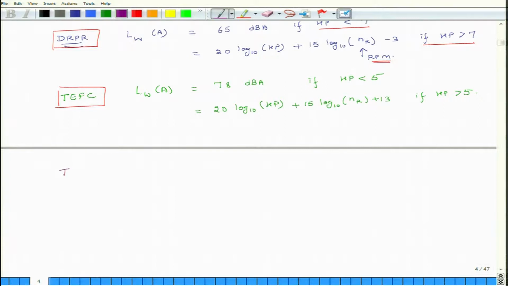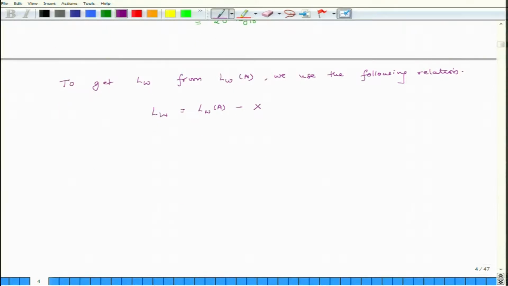So, to get LW from LWA, we use the following relation. And what is the relation? LW is equal to LWA minus a factor known as X, okay, minus X. And how do we find out X?